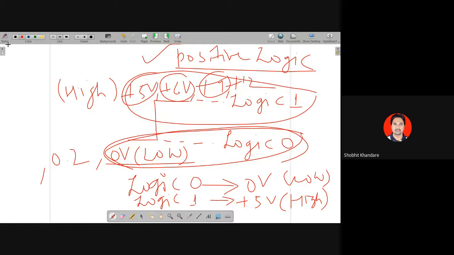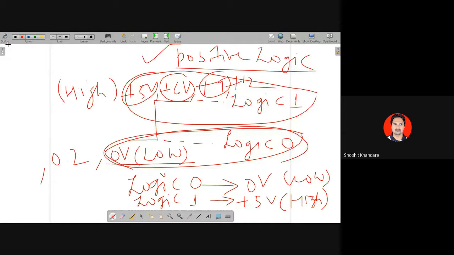So I want you to underline the same logic levels. Underline it: the same logic levels. You have written the definition as: the group of compatible devices, that is integrated circuits with the same logic levels and supply voltages, are called a digital logic family.